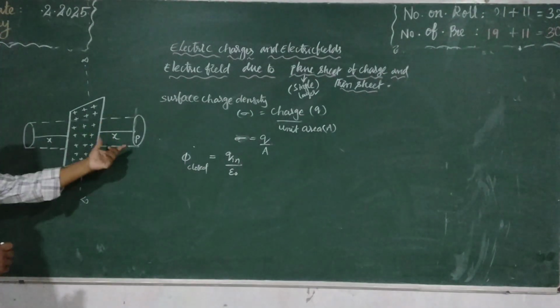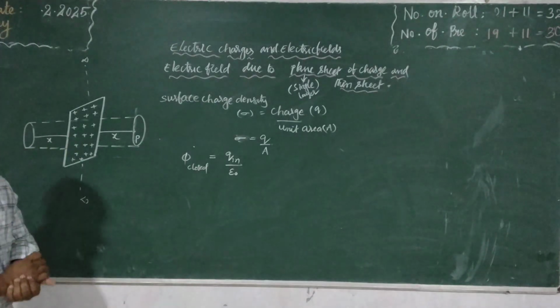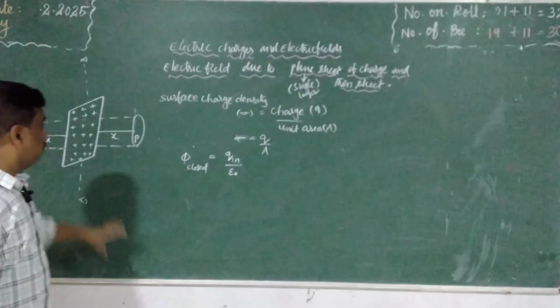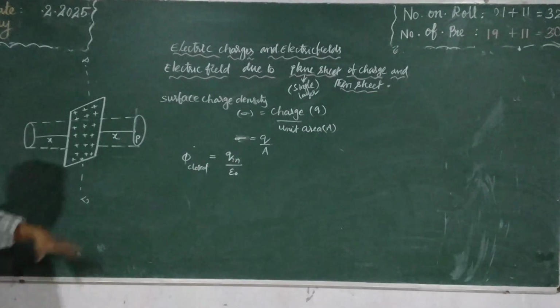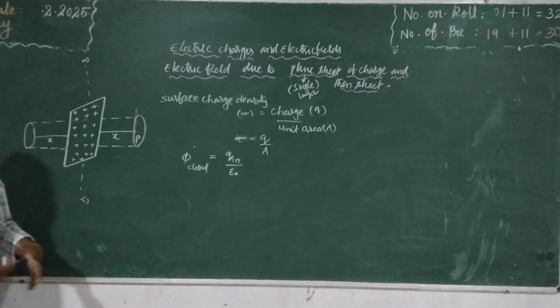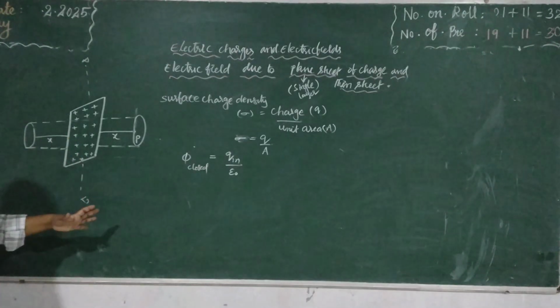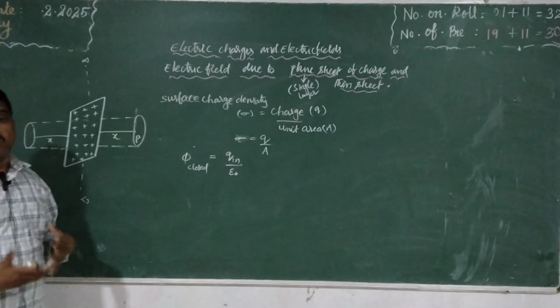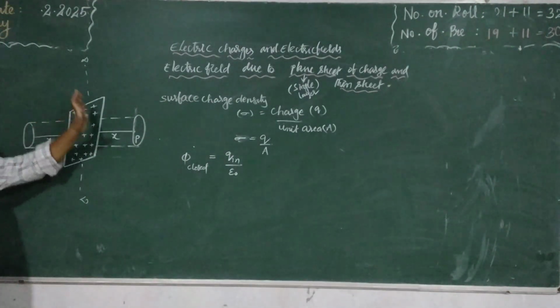Before that, here we can select the Gaussian surface. Why are we selecting the Gaussian surface here? For finding the electric field due to this plane sheet. For that, we can use Gauss law and find the electric field for this infinite plane sheet or infinite long wire. This type we can find the electric field by using Gauss law.